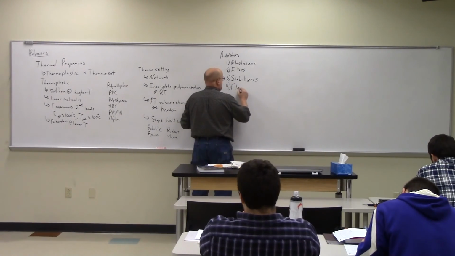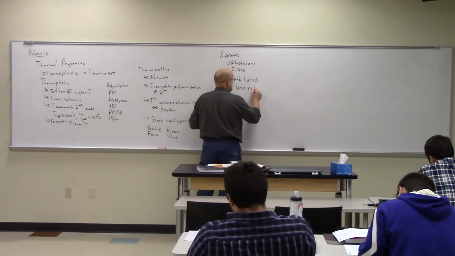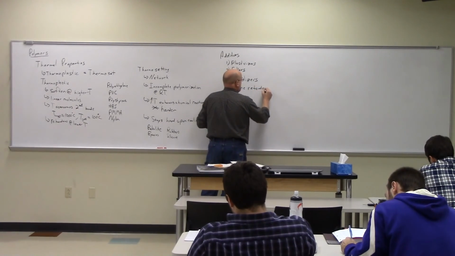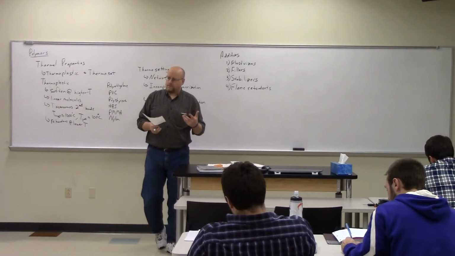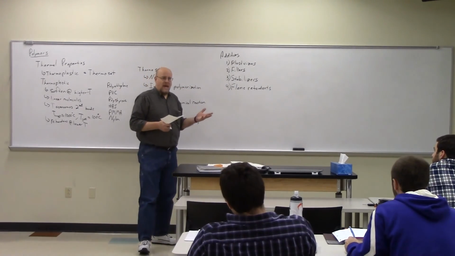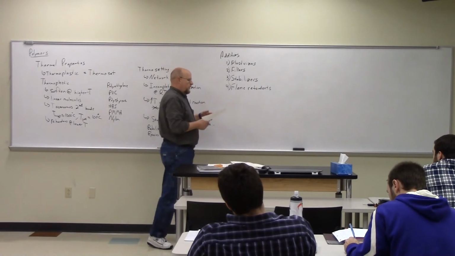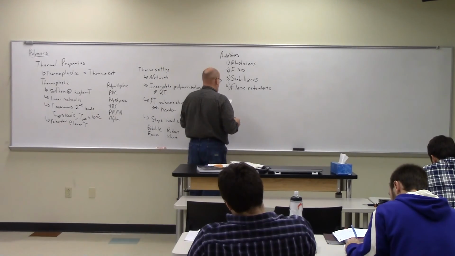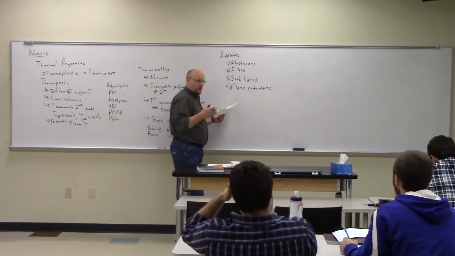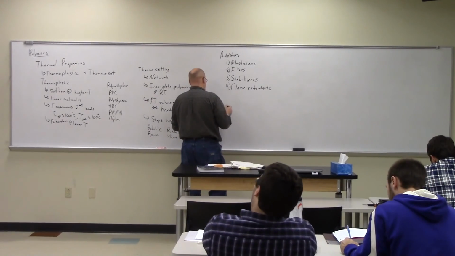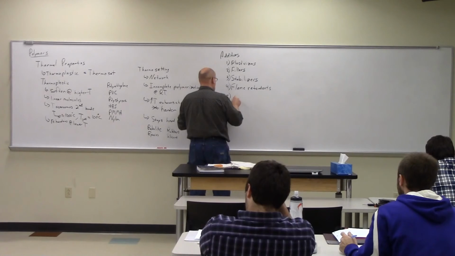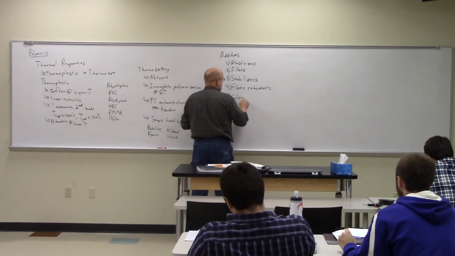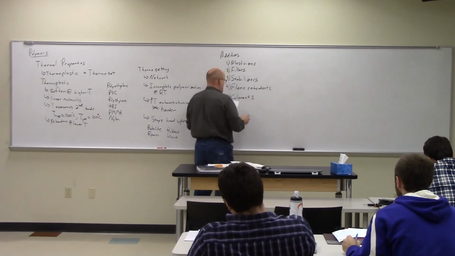Flame retardants, pretty self-explanatory, because these things can burn. They're organic materials that can burn. So you put flame retardants in, things like chlorine, bromine, phosphorus, those sorts of things, to keep the hydrocarbons from burning. And the last thing, also fairly self-explanatory, is colorants.